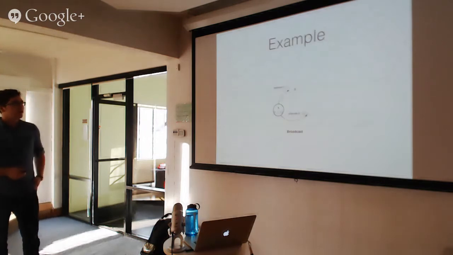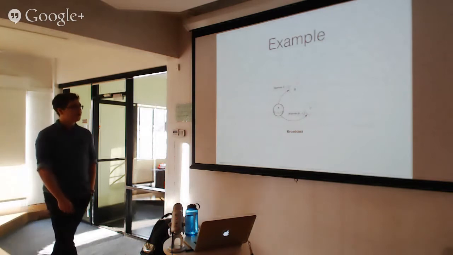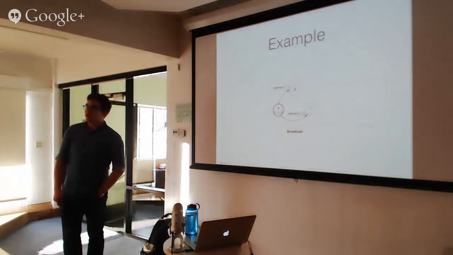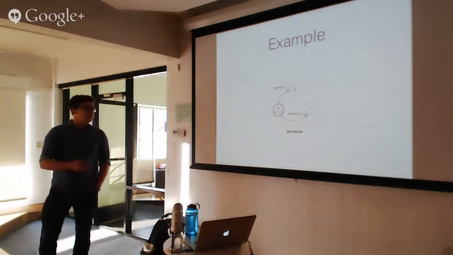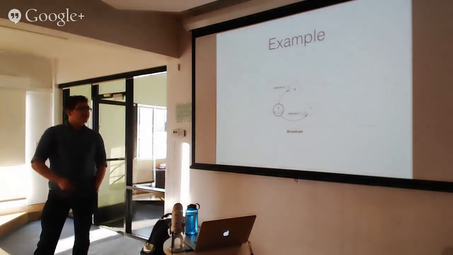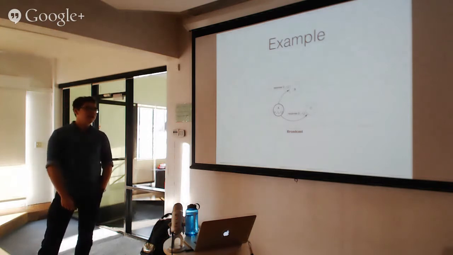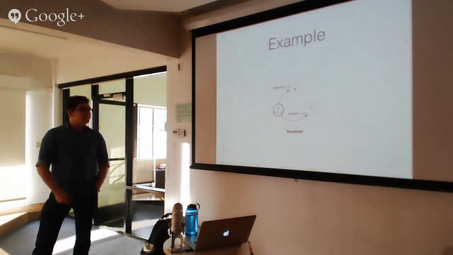So here's an example of how this works. We have three servers, A, B, and C, and we have three messages, 1, 2, and 3. So we have this dissemination phase where A sends out messages 1, 2, and 3 to servers B and C. But for whatever reason, server B doesn't receive message 3, and server C doesn't receive message 2.